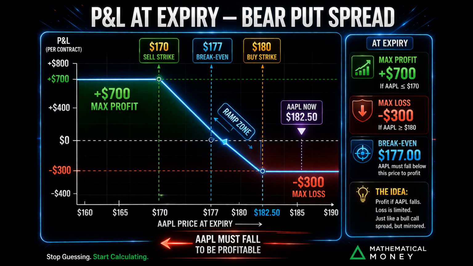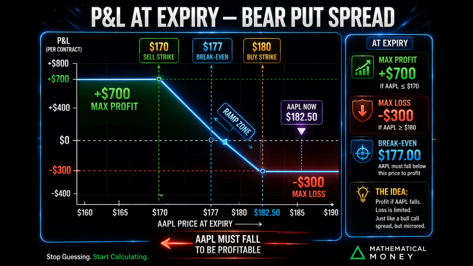Maximum loss is $3, $300 per contract. You lose the full debit when Apple closes at or above 180 at expiry. Both puts expire worthless and you absorb the $3 cost. Compare this to the single long put. Maximum loss of 450, 50% more at risk, with a lower probability break-even.